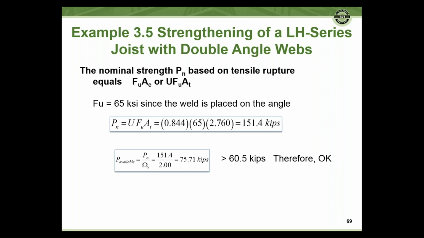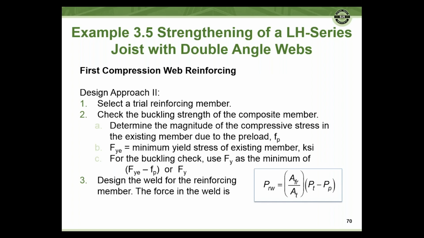Our F sub U for our steel is 65. Our A total is 2.76. Plug those numbers in, and we get our P sub N, our nominal capacity, of 151. Divide by omega T, and we get our available capacity for our web, which is 75.7 kips, greater than our required capacity of 60.5 kips. So we're good, and we don't have to worry about shear lag.